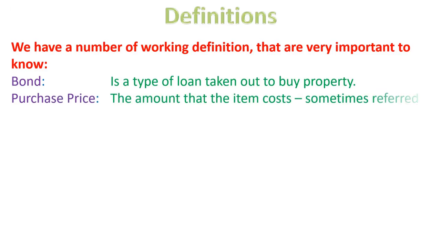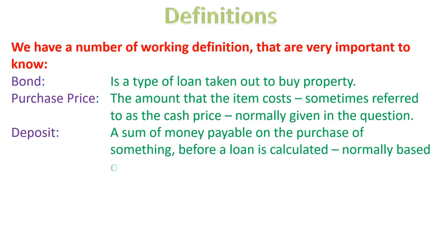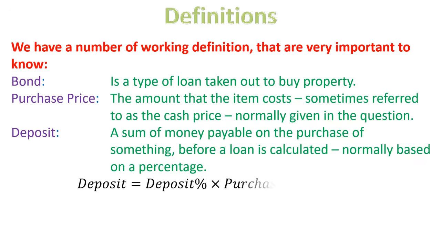Second thing is a purchase price. This is the amount that an item costs, sometimes referred to as the cash price, and it's normally given in the question. Next definition, the deposit, a sum of money payable on the purchase of something before a loan is calculated, normally based on a percentage. So, deposit equals the percentage deposit times the purchase price. Say if they require a 20% deposit, you take 20% of the purchase price, that gives us our deposit.